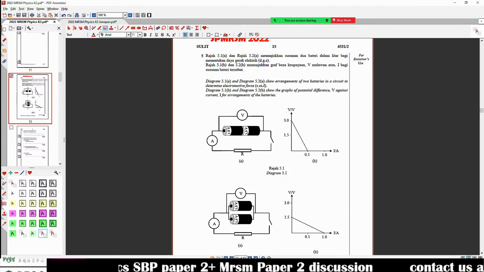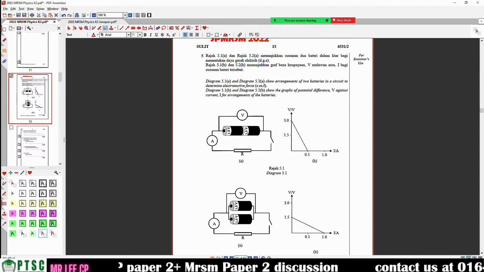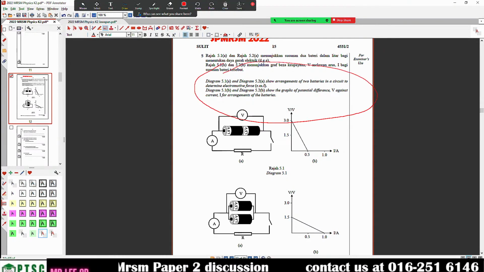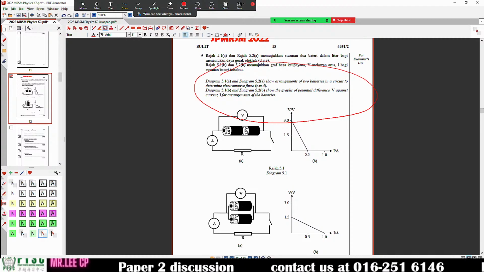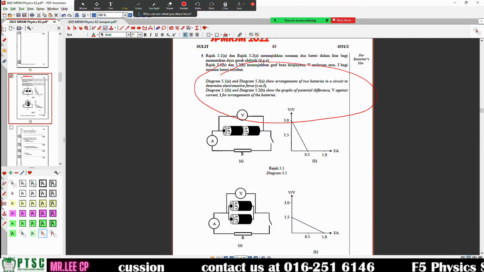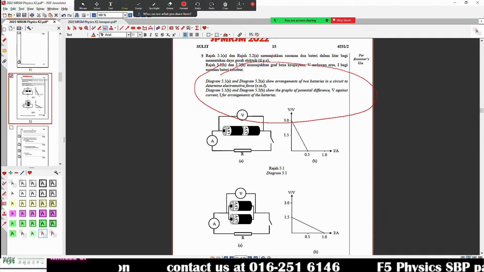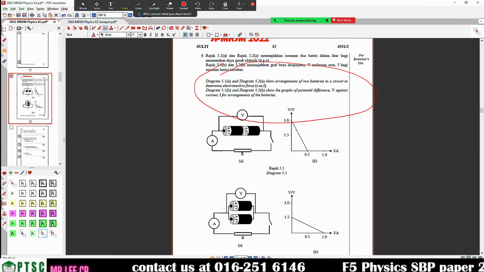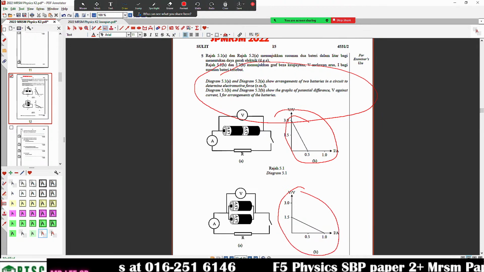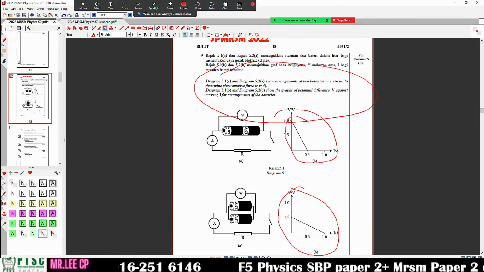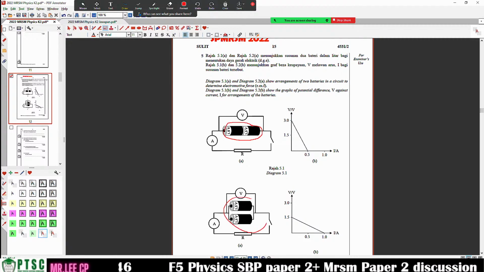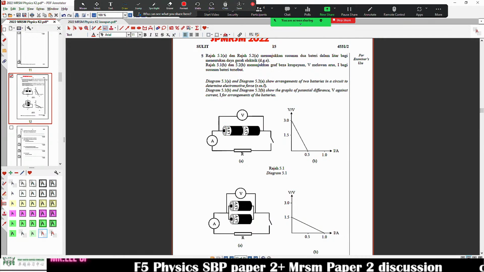Number 5, right? 5A and 5B show the arrangement of two batteries in the circuit to determine the EMF. 1B and 2B show V against I for a battery. So this one is in series, this one is in parallel. Alright, so what do you have here?